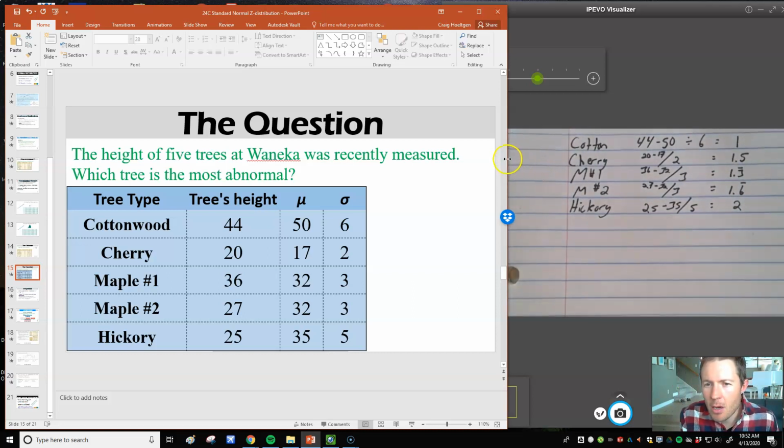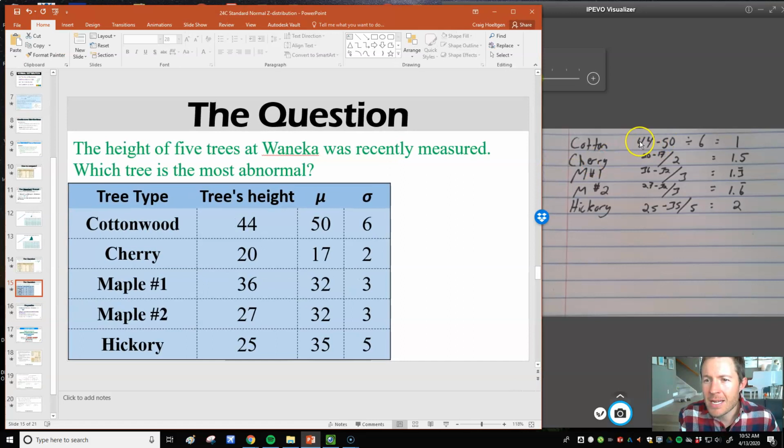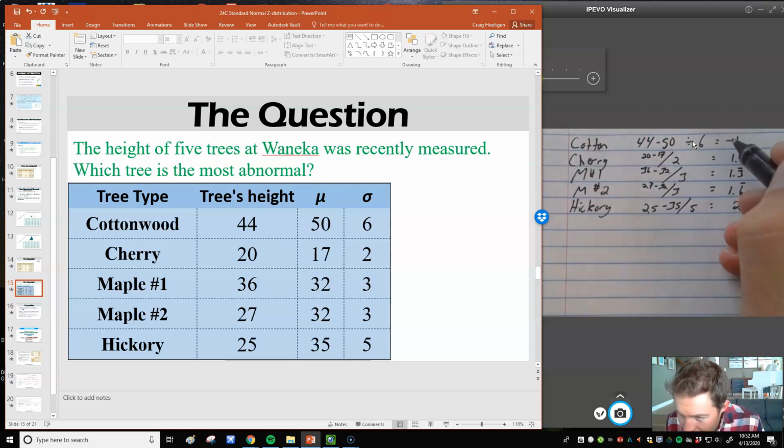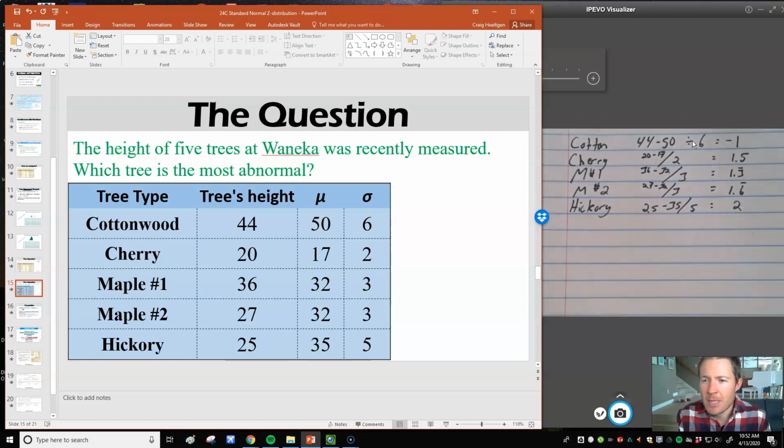Okay, so calculating all these z-scores for you. For the cotton tree, oh no, I made a mistake right here already. It was one standard deviation below the mean. I dropped my sign here. This was 44 minus 50 will be negative 6 divided by 6. So here this means it's negative 1 standard deviation from the mean.